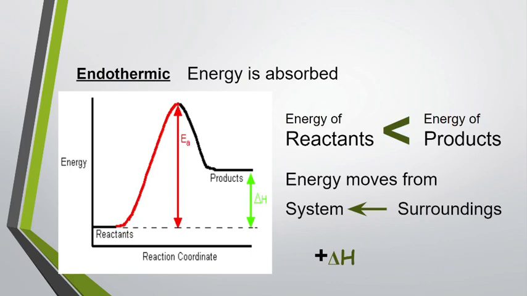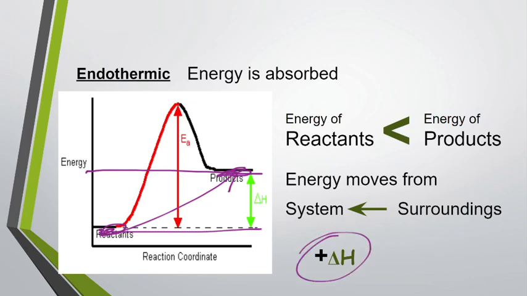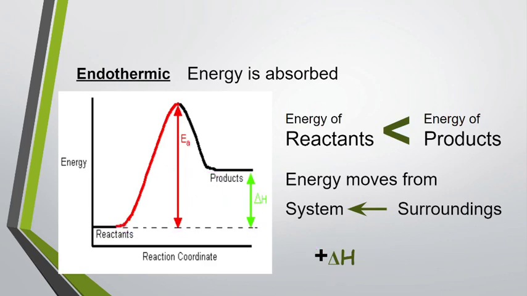Notice how here our delta H is still the difference between the reactant and product energy, but here, because we're going up in energy from the starting point, from those reactants to the products, this is going to be a positive value. We're gaining energy there.